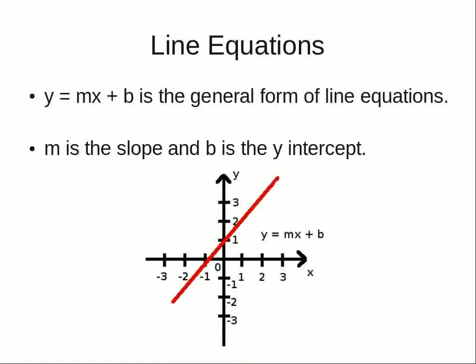Line equations. y = mx + b is the general form of line equations. It will always turn out that the number m is equal to the slope of the line that corresponds to that equation. All right? The value b will always be equal to the y value of the point where the corresponding line intersects the y-axis. All right? So in the diagram there, the value of b looks like around 1. Okay?